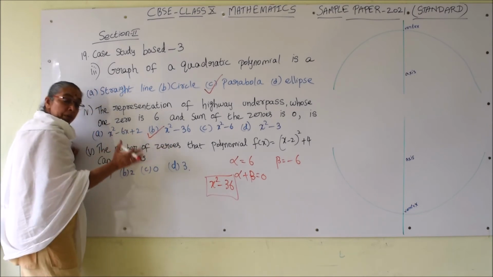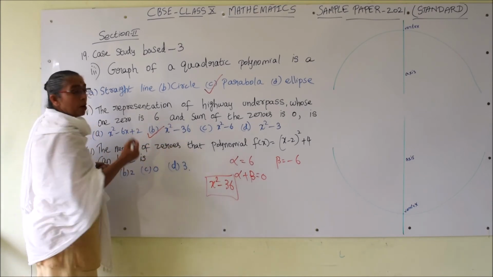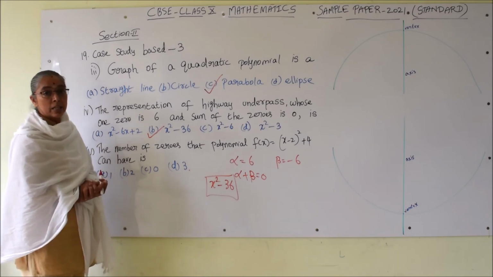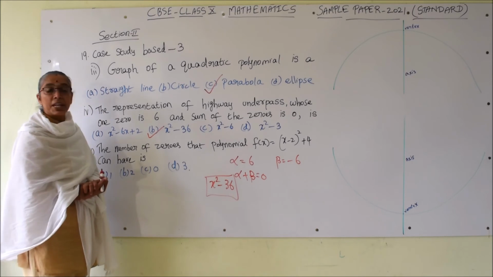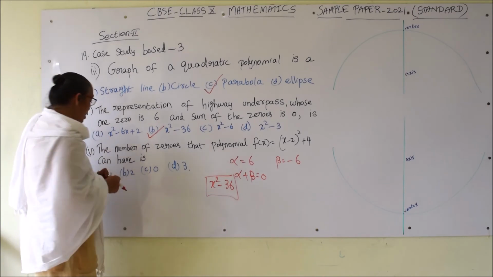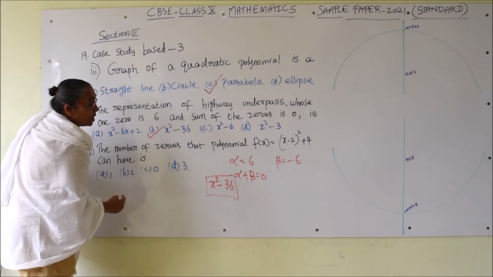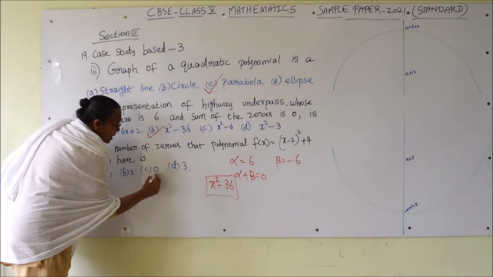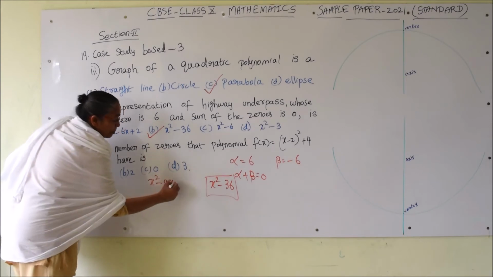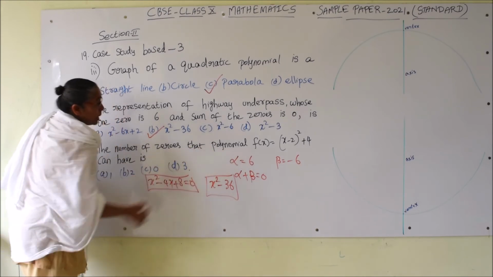So here the question is how many zeros the polynomial will have. Now you have to check the discriminant. If the discriminant is greater than 0, the given quadratic polynomial will have two zeros. If the discriminant is less than 0, the quadratic polynomial does not have any zeros, that is, 0 zeros. If it is equal to 0, the quadratic polynomial has 1 zero. So let us find the discriminant. We can write the given quadratic polynomial as the quadratic equation x square minus 4x plus 4 plus 4 is x square minus 4x plus 8 equals 0.